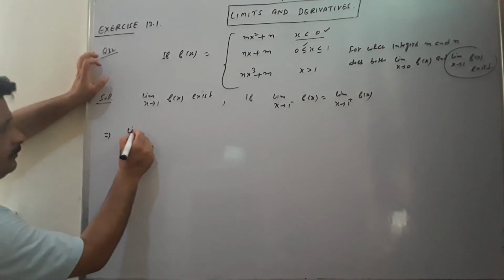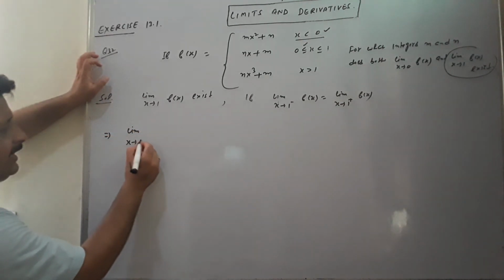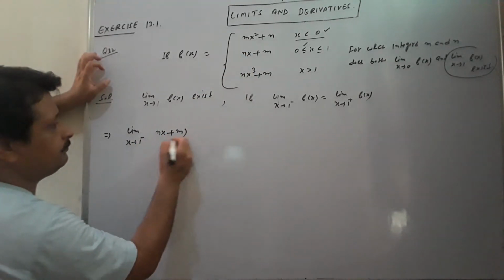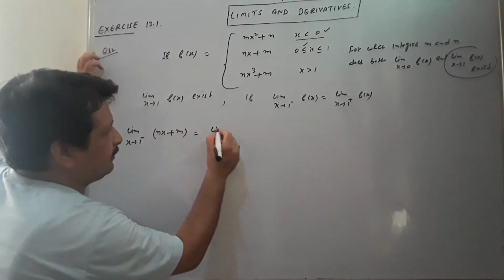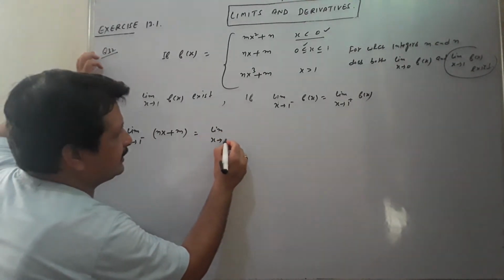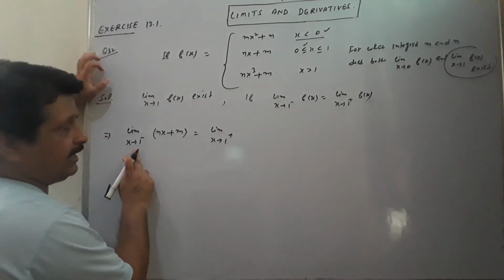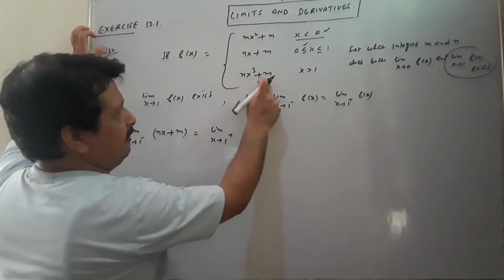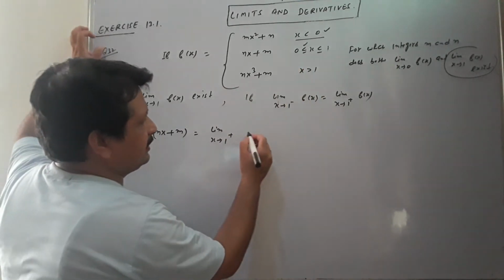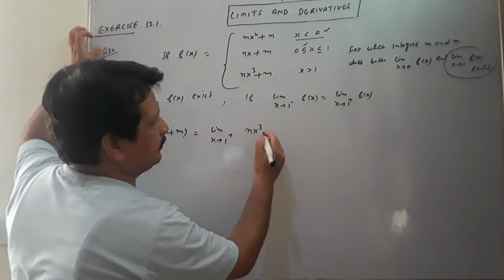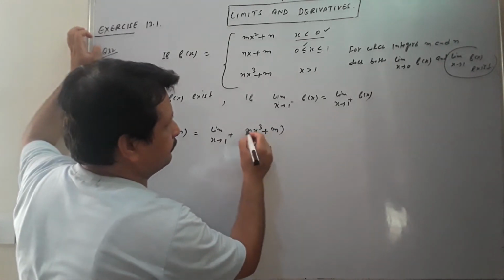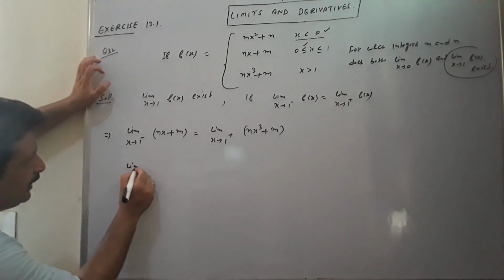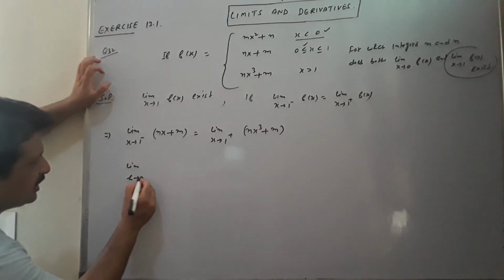This is limit x tends to 1 negative. In that case our function is nx plus n. This is equal to limit x tends to 1 plus; this is right hand limit, this is left hand limit, x tends to 1. Now here the function is, because x is greater than 1, nx cube plus n. Clear students? Now this is limit, we will change into h tends to 0.